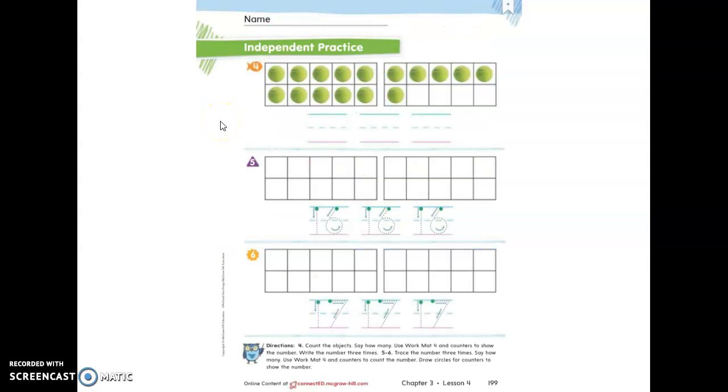Now, let's continue the same for number 4 on page 199. You're going to count the objects, then write the number. For numbers 5 and 6, they give you the number. You're going to trace it 3 times and then show the number by using objects in the tens frame. Here you would need 16 objects, and for here you would need 17 objects. So take your time to do this and pause your video, then press play to check your work.